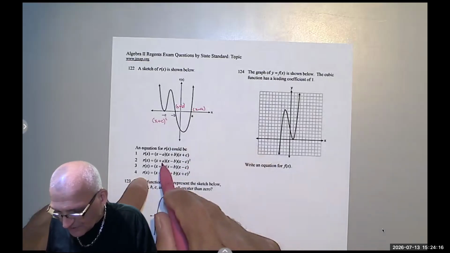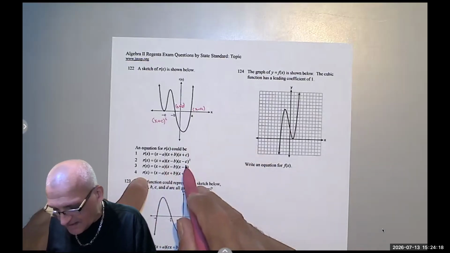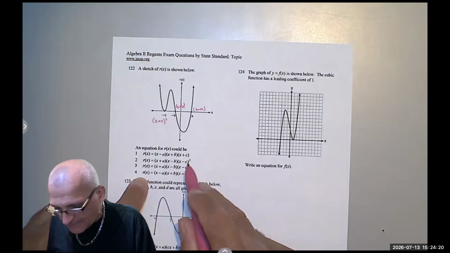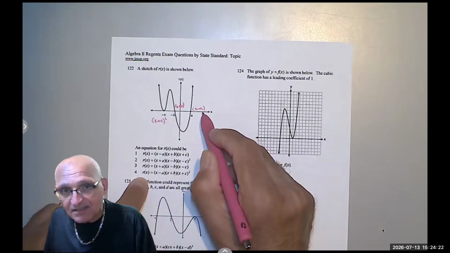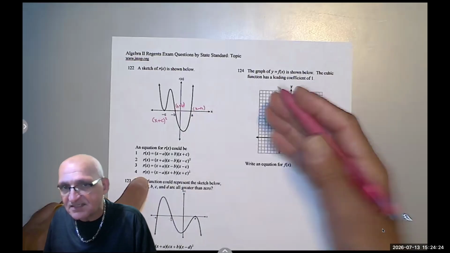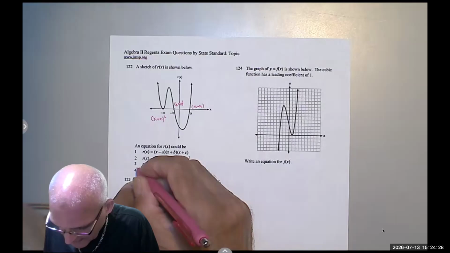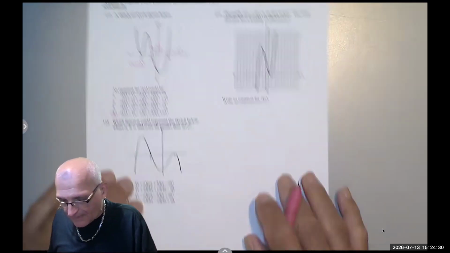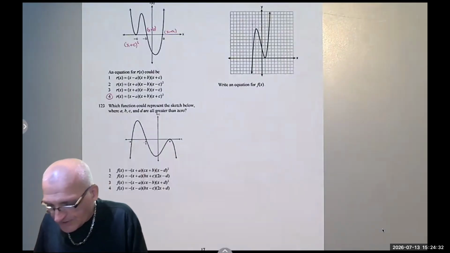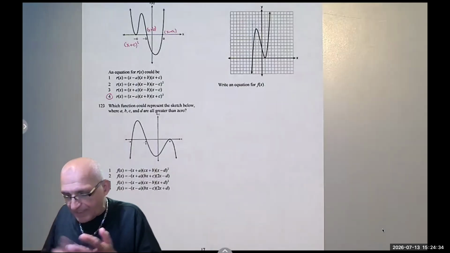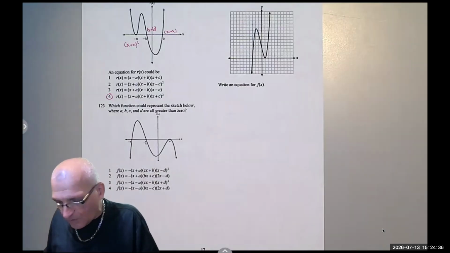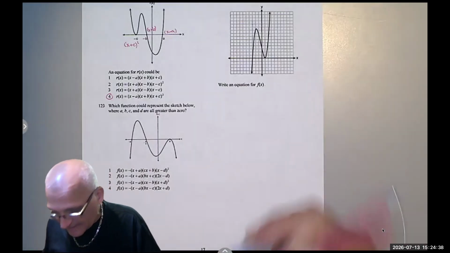Here it tells you x minus c squared. No, if it's x minus c, it means c is here, because when you solve, you'll get x equals c. So we know that it is number 4. Again, which function could represent the sketch below where a, b, c, and d are all positive integers greater than 0?